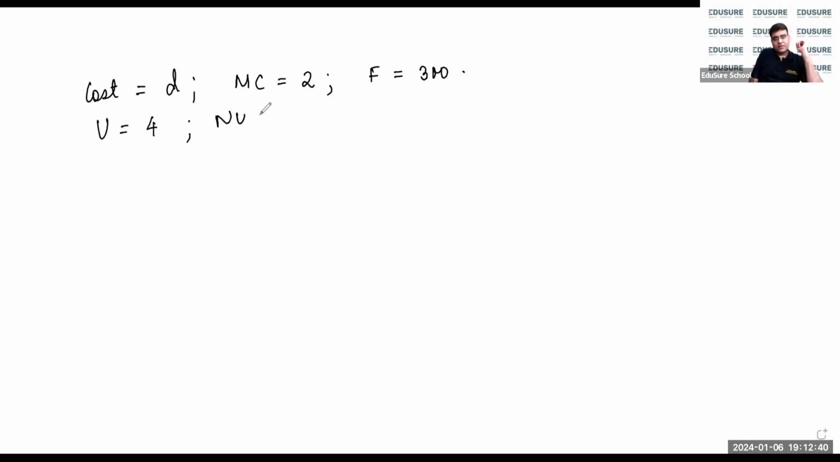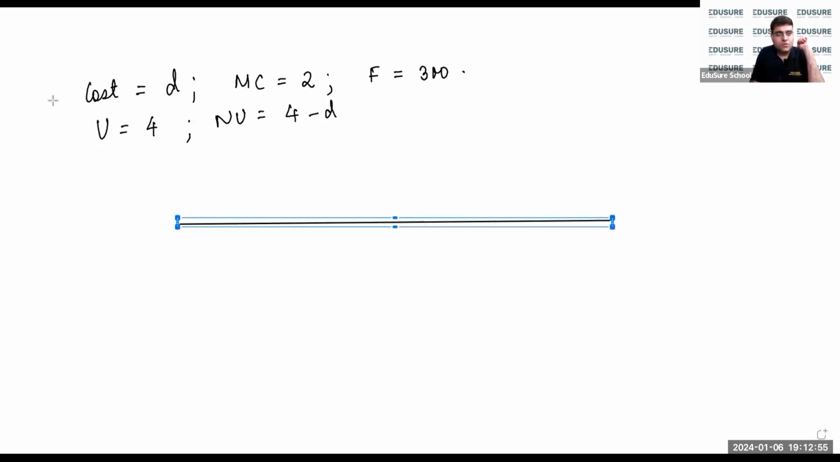Cost of an individual is D. Marginal cost for the government is 2. Fixed cost for setting up each hospital is 300. Utility that each individual gets is 4. So the net utility for each individual is basically 4 minus the distance traveled, 4 minus D. Okay. Now, there are 500 individuals all located over a line between 0 and 1.